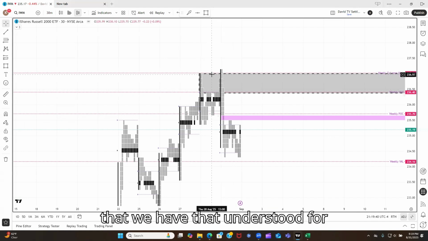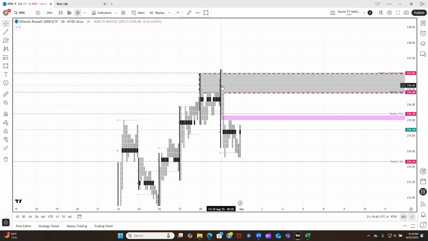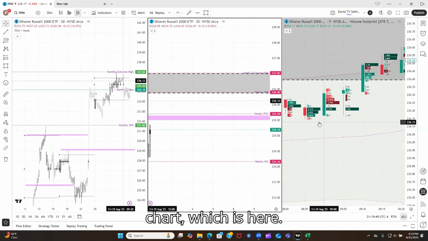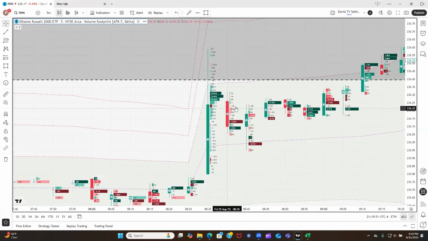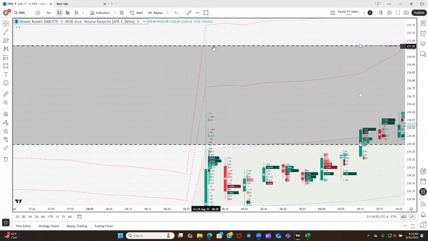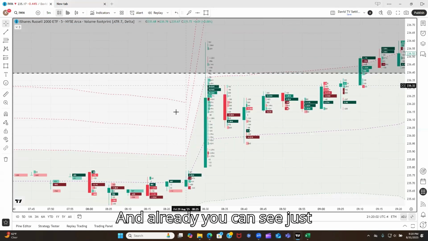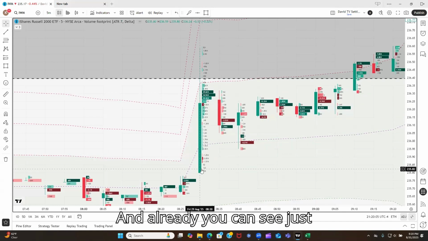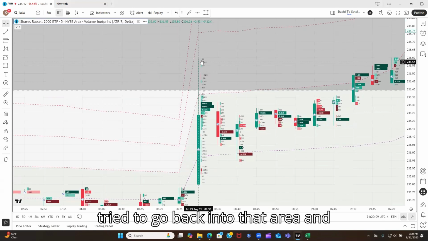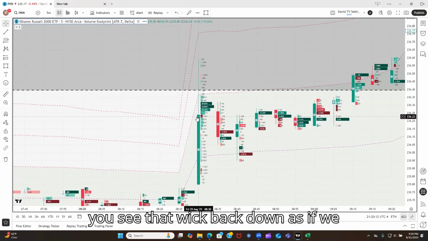So now that we have that understood for what happened on Friday, let's go to the actual volume footprint chart, which is here. And you can see I have this area already marked that we saw in market profile. It's roughly 237.02 down to 236.39. And already you can see, just looking at the candlestick itself, price tried to go back into that area, and you see that wick back down.